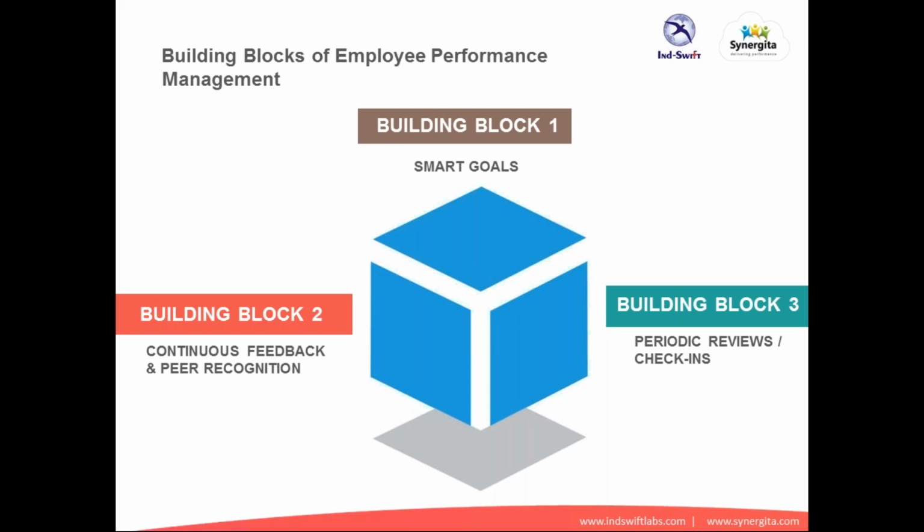Synergita is built on top of these three building blocks. The first one is a smart goal. You have to ensure that the goals are defined very clearly, which are measurable, trackable in the system. Synergita will automatically take care of this requirement. Continuous feedback and peer recognition will ensure that the employee is continuously engaged and getting inputs. And third, the periodic reviews and check-ins will allow us to check where we are and what corrective actions need to be taken to meet the objective of the organization.